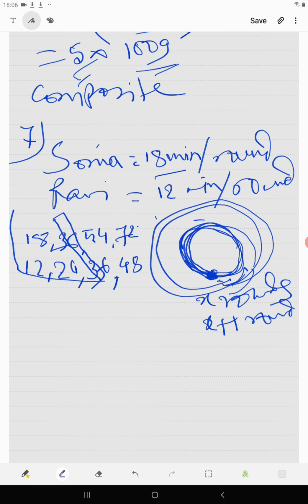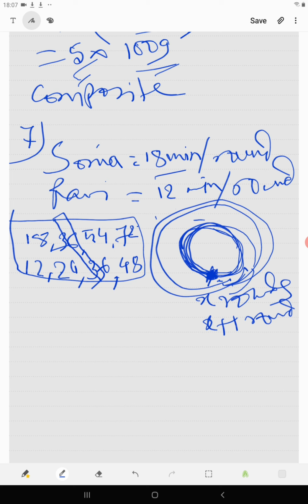This is just for your understanding purpose. So whenever they meet, it should be the common multiple of 18 and 12, because the question is asking when they will meet at the starting point itself. He doesn't ask me about any other place. The question is talking only about the starting place.